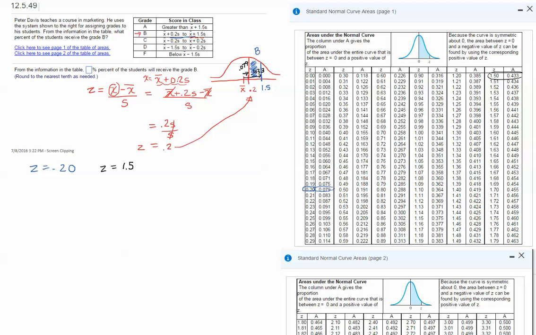Now, these two arrows overlap each other. When they overlap and they're going the same way, if we want to find the shaded region between, we just need to subtract those areas. So 0.433 minus 0.079 gives us the shaded region. This difference is 0.354. So the percent of students who will receive the grade of B according to the distribution of this table, rounded to the nearest tenth as they want, is 35.4, and that's what you would type in, %.